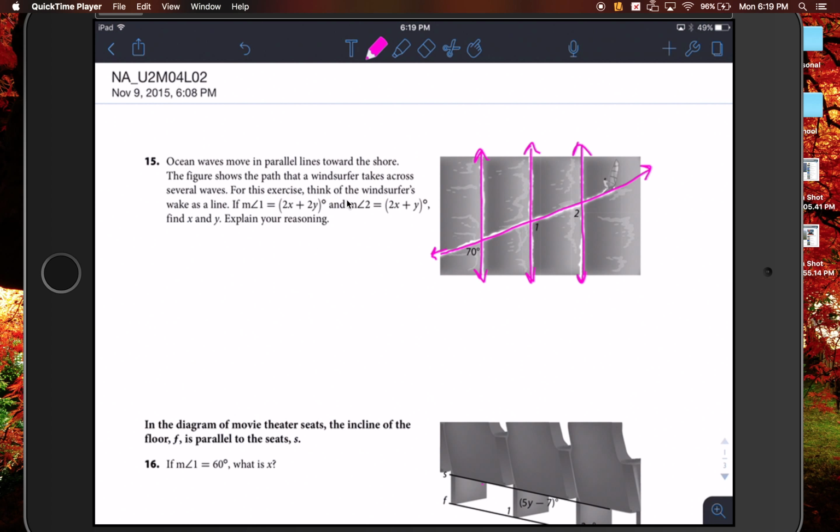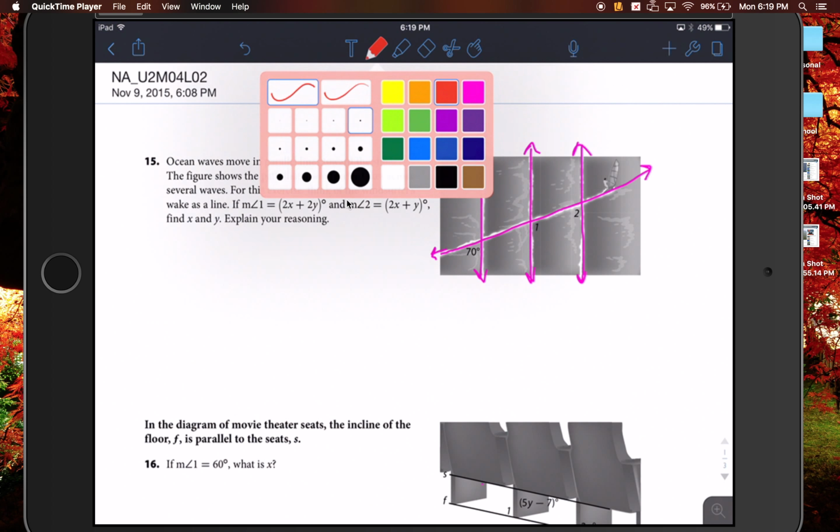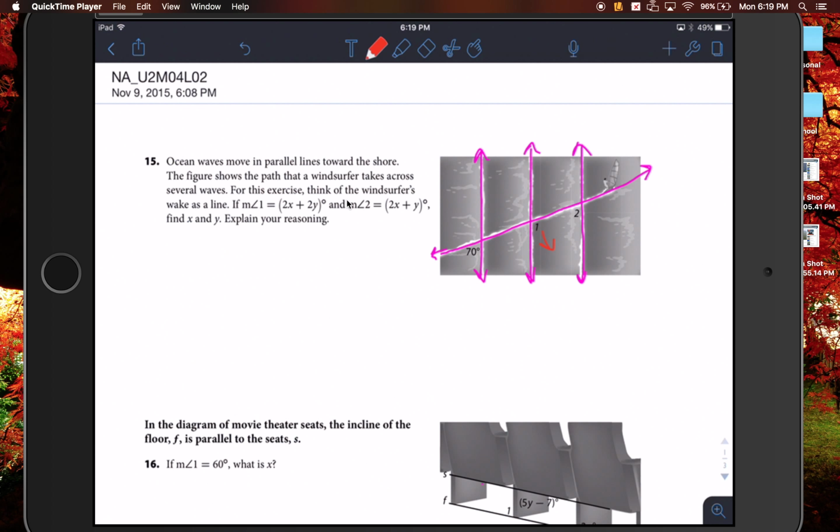Now I'm given some information. I'm told that angle 1 equals 2x plus 2y, and angle 2 is 2x plus y. And I'm also given that this angle is 70 degrees. So I have here a transversal, that's the windsurfer, and I have parallel lines. So I have special relationships between the angles that are formed between the transversal and these lines.